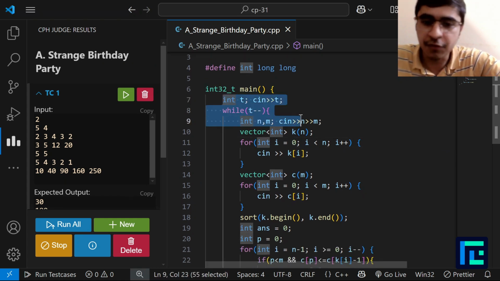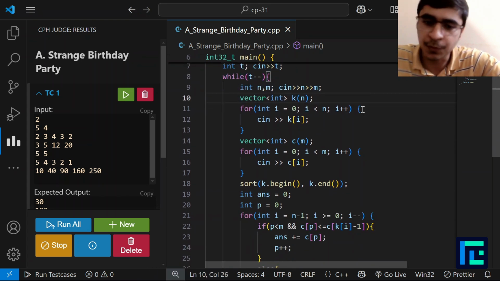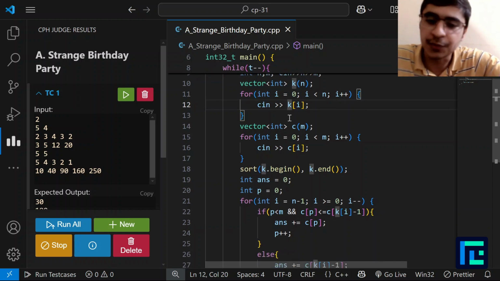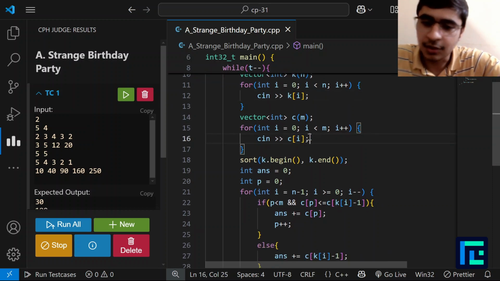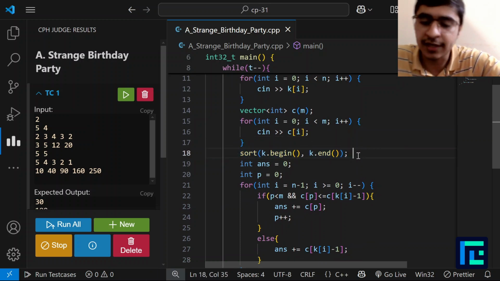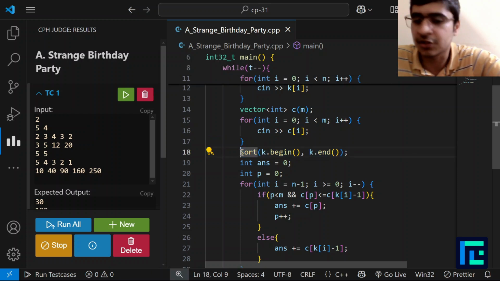So we first take the number of test cases as input, and then we take n and m as input. We take the vector k and vector c. So k is the value given to each person, and the vector c is the cost vector that we have taken as input, and then we sort based on the k values. So this is the first part of our solution.